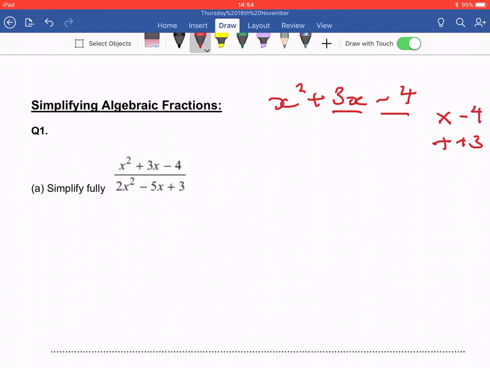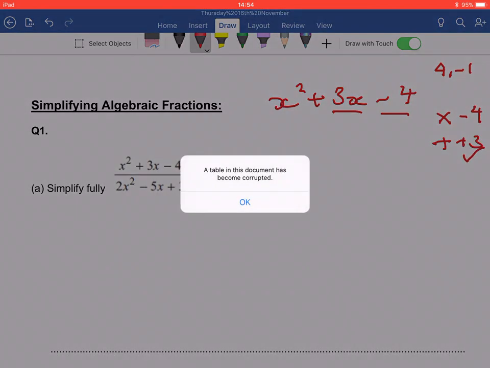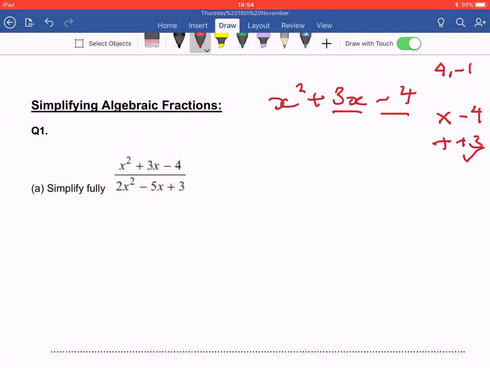Should we check and see if they work? Yes. 4 and minus 1: 4 take away 1 is plus 3, and 4 times minus 1 is minus 4. Yes. So our two numbers are all good. Then we can go straight away and open up a double bracket. One of them is plus 4, so x plus 4, and the other is minus 1, x minus 1. And then we've factorized the top.